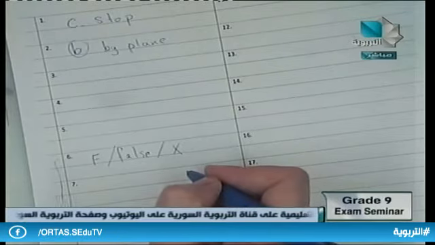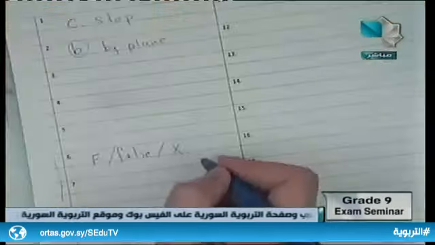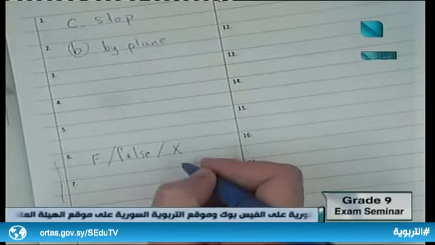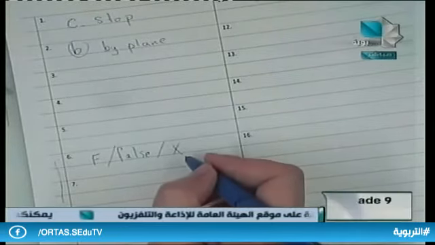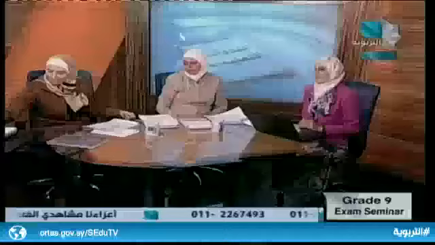Just use one way. Some students write in French. No, we need to write in English: F, or false, or X. One of them, not all of them. Now, what about the second one, number 7? We can say T, because it's true. T, or the word true, or tick.